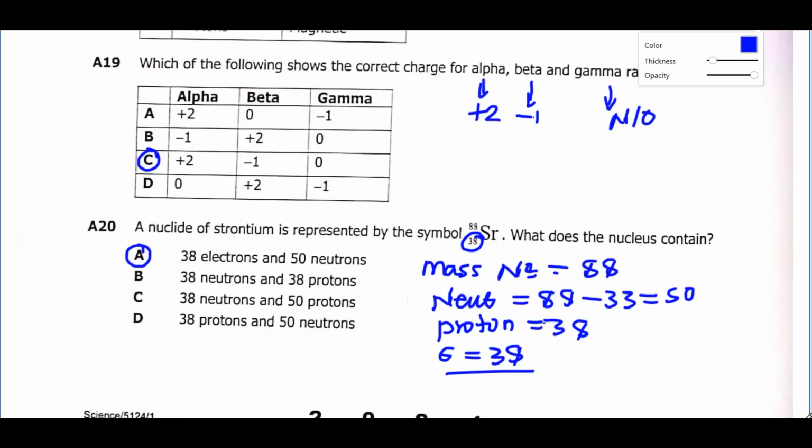So 38 neutrons and 38 protons. This is also true. We have 38 protons and 38 neutrons. No, the neutrons, okay, this is not correct. Then 38 protons and 50 neutrons. This is also okay. So for this one, I'm sure it's a free mark.